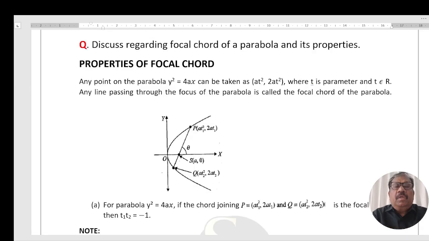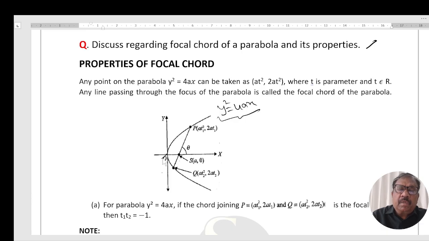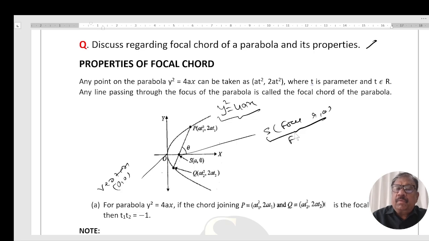Question is, discuss regarding focal chord of a parabola and its properties. What is focal chord? This is the right-hand parabola, y square equal to 4ax. This is the vertex. Vertex is (0, 0). S is the focus, having coordinates (a, 0). We denote it by S as well as F, depending on the book. This is the point P, this is point Q.